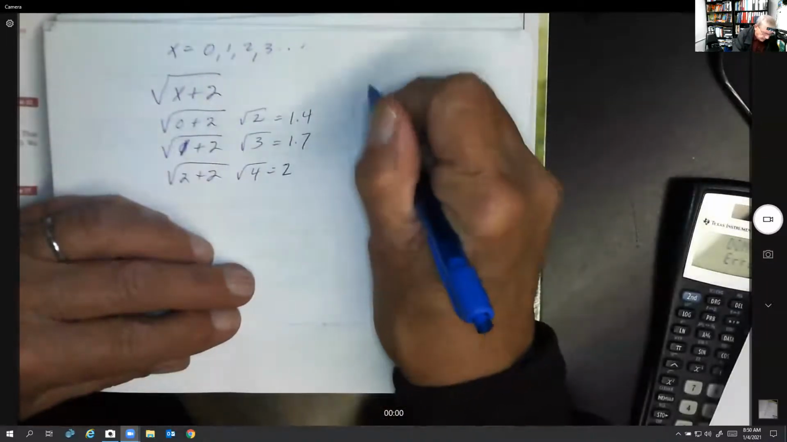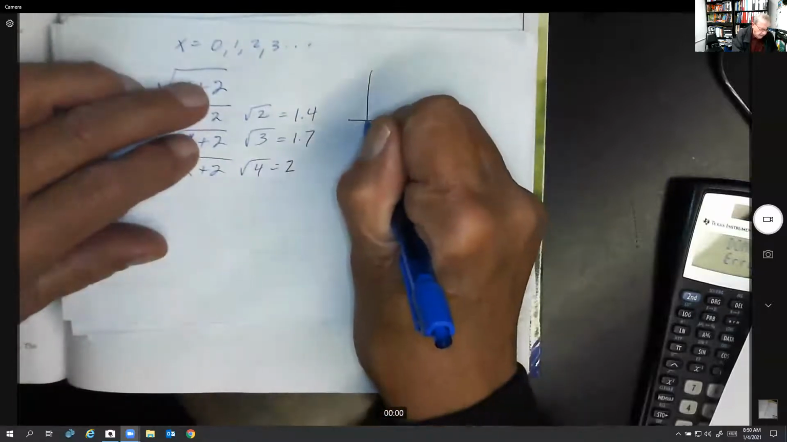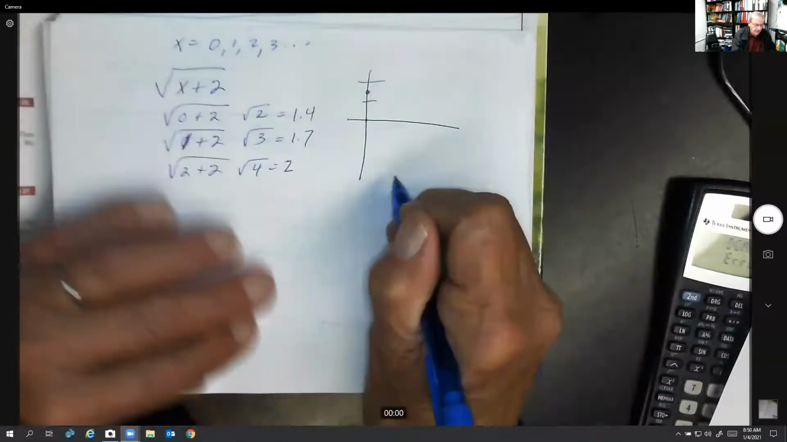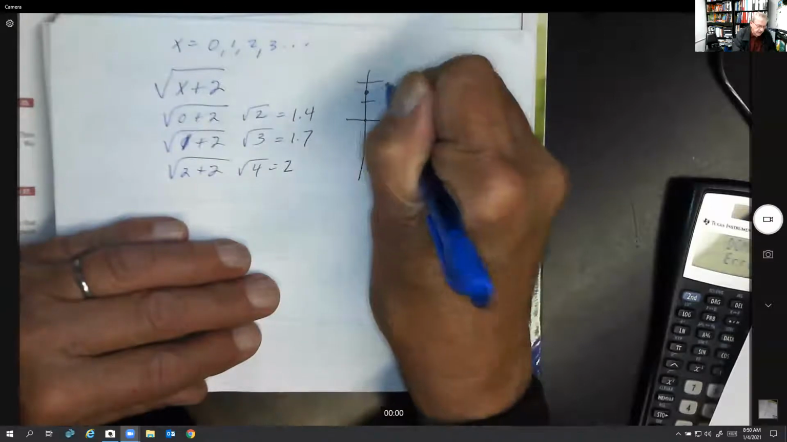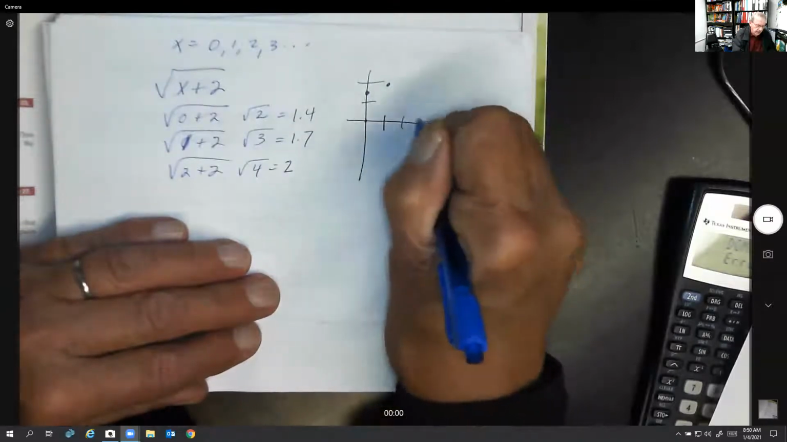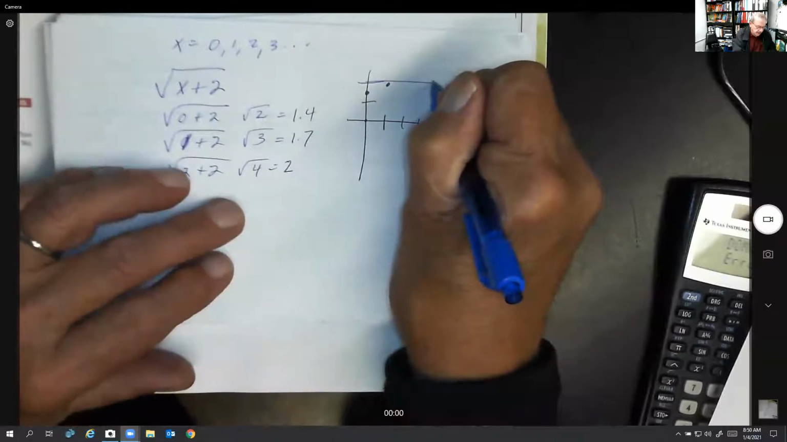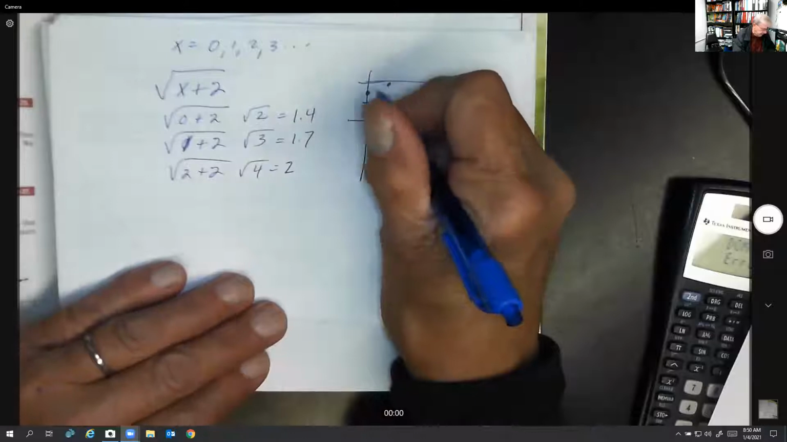So on this particular problem, when x is 0, y is over here at 1.4. When x is 1, y is up here at 1.7. And finally, when we get out here to 4, y is up here at 2. So our graph is going to look something like this.